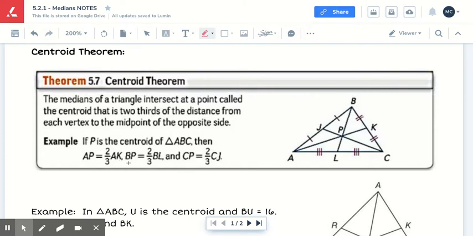Now I want to take that over to the picture and have a look at it. AP is from the vertex to the centroid. The next statement says that that's going to be 2/3 of AK. AK is from here to the other side, so the entire median drawn in there. That's true for all of the sides as well. BP, from here to the centroid, is 2/3 of the distance from B to L. And the same for CP: CP is 2/3 of the distance from C to J.